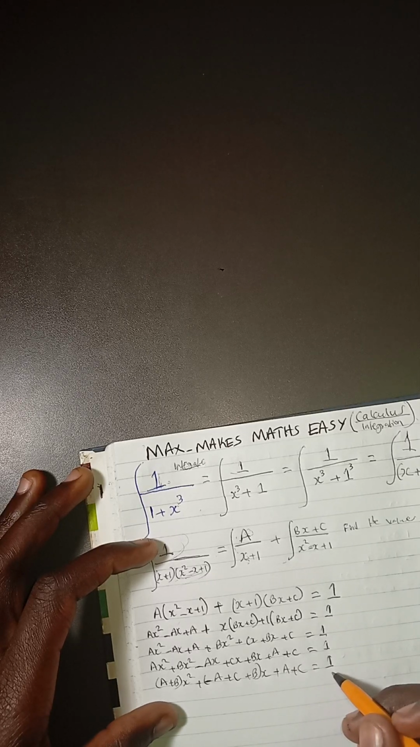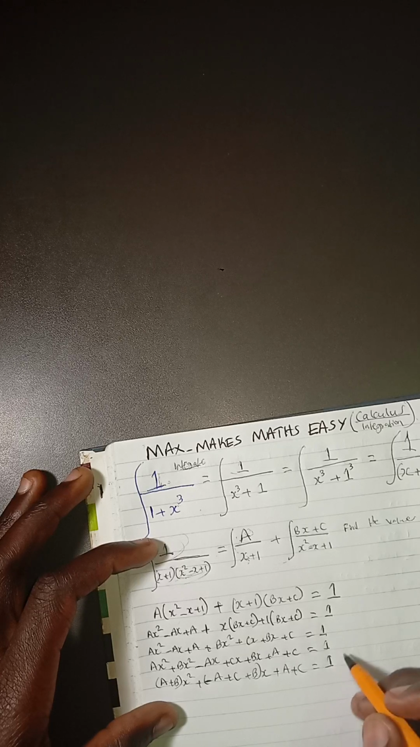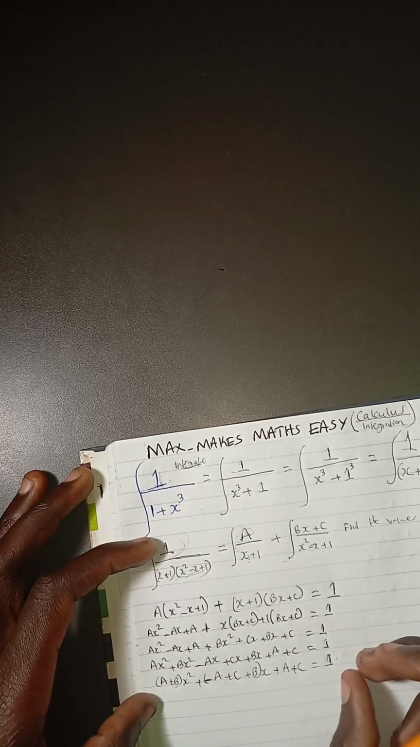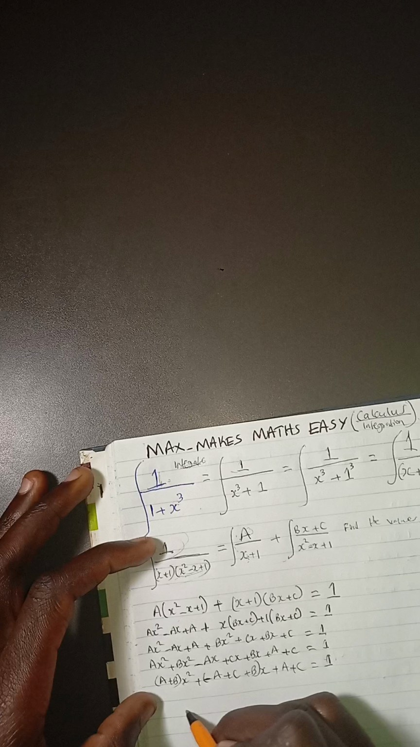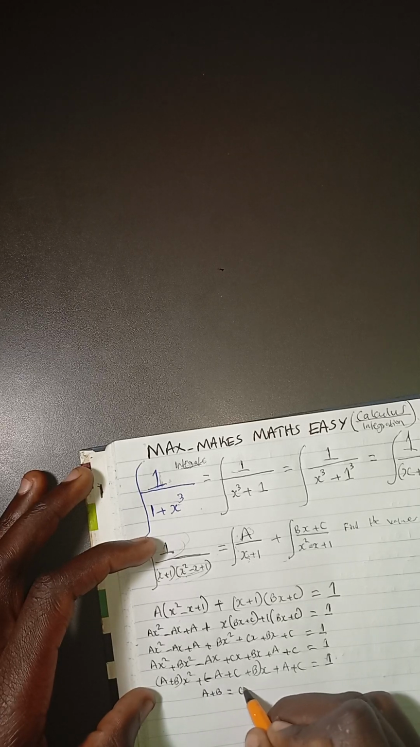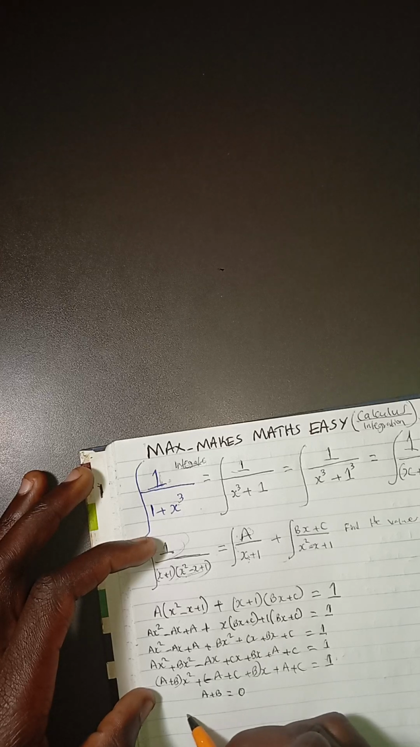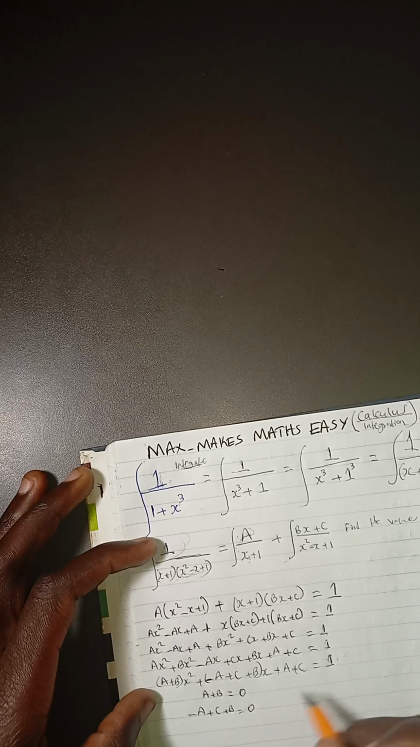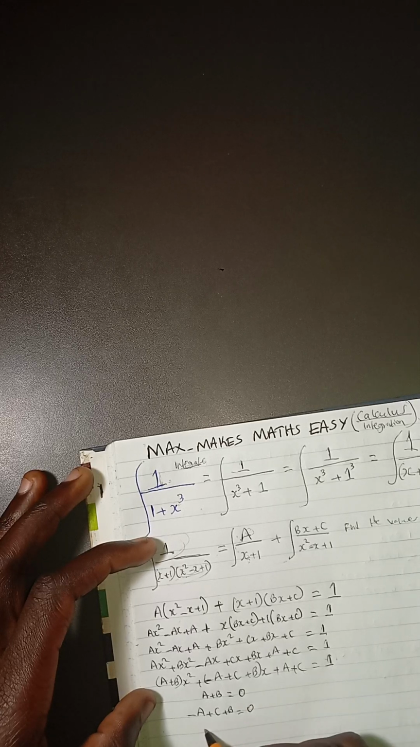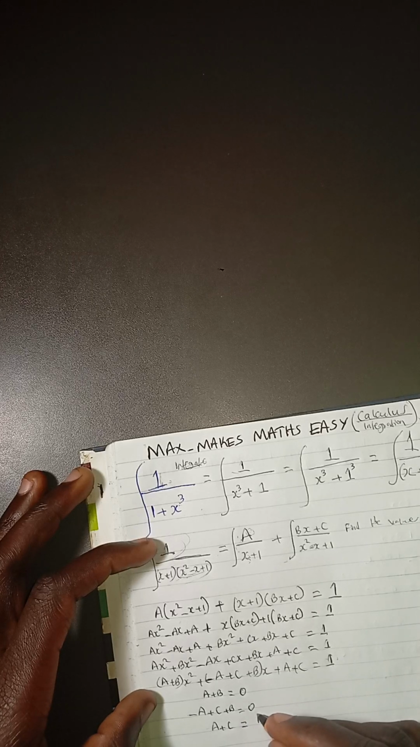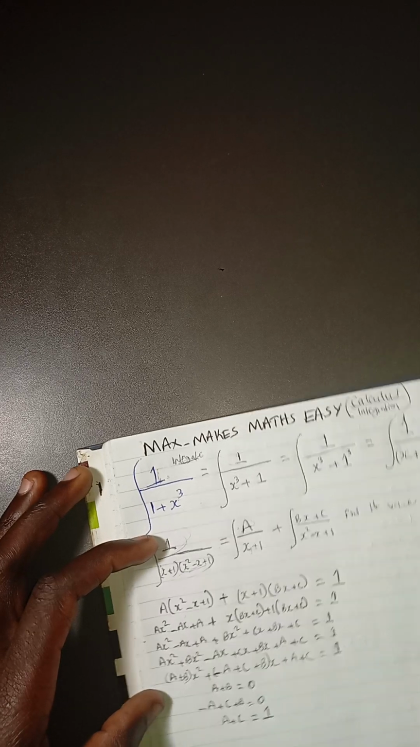Then we are going to equate. Remember, we have a constant term here, and if we have x squared on this side, we don't have an x squared on this side. So we will say a plus b is equal to 0, then minus a plus c plus b is also equal to 0. But remember here there is a constant term, which is a plus c is equal to 1.